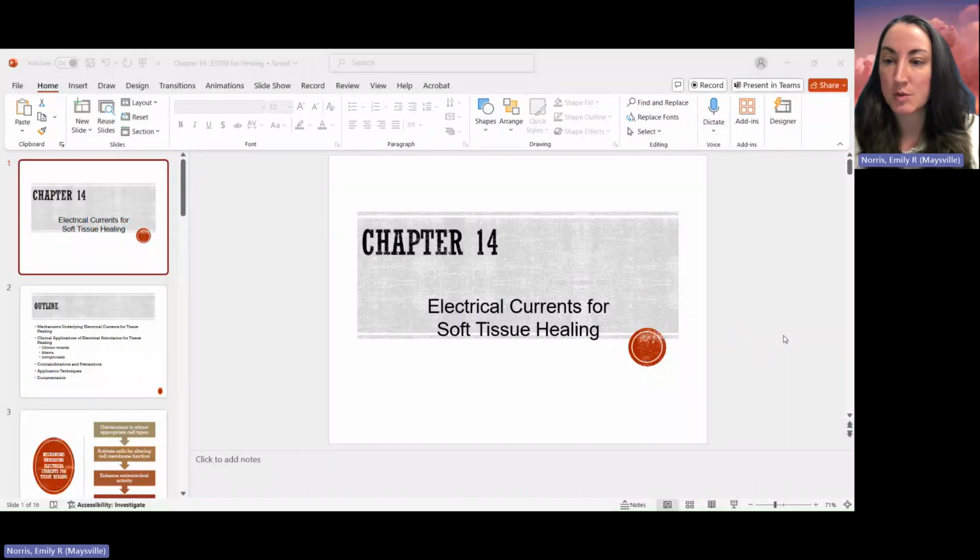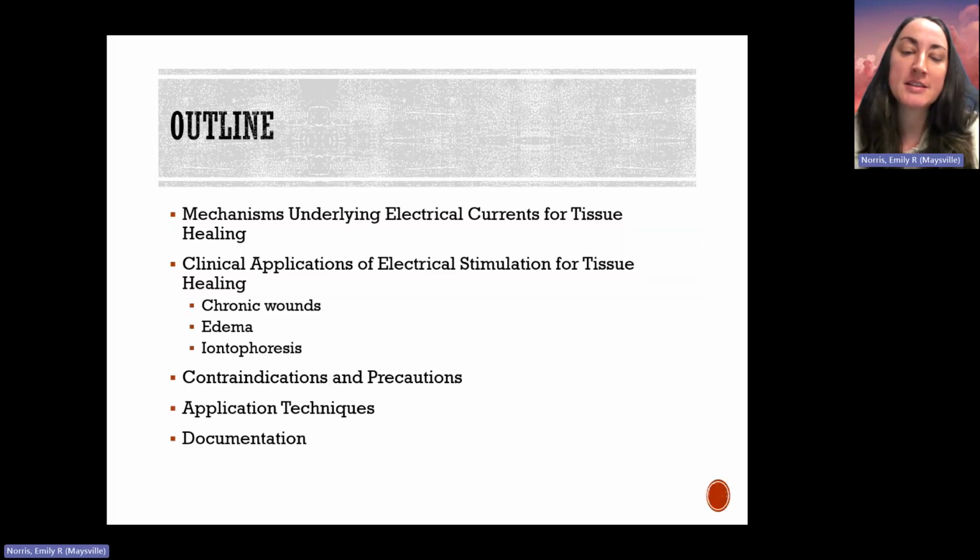So today we will talk about ESTIM and how it's used for soft tissue healing. Here we go. So first we're going to look at our outline. This is what we'll be covering today.